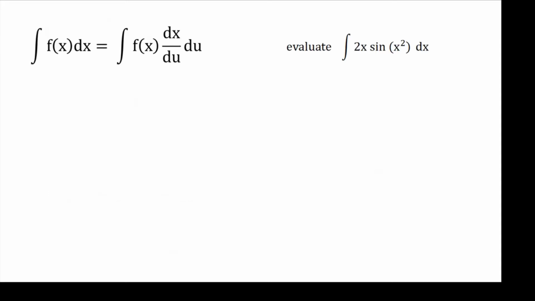Here's another one. Evaluate the integral of 2x sine x squared dx. So let's make u as, of course we'll make u equal to x squared, so that du/dx is just 2x and dx/du, 1 over that, is 1 over 2x.